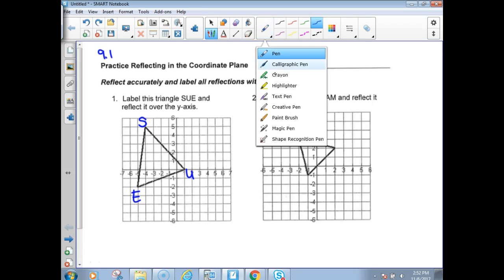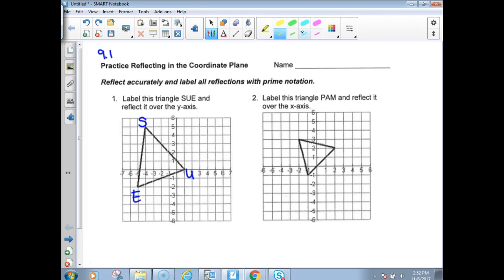Okay, and then you got to know that we're reflecting in the y-axis. So the y-axis, I'm going to highlight. Okay, and so now you might know already what to do. So if you do, you can go faster than I am if you like. Just double check all your answers.